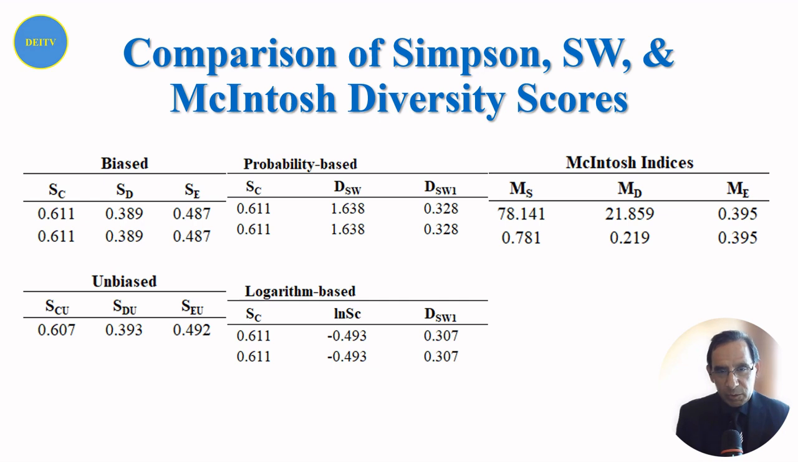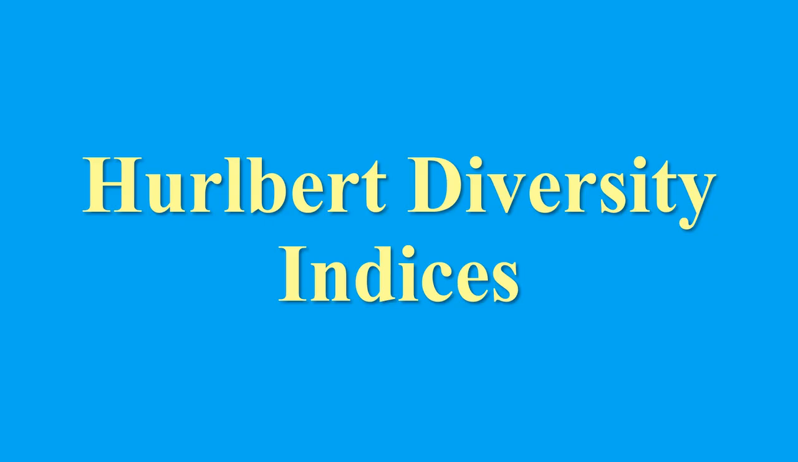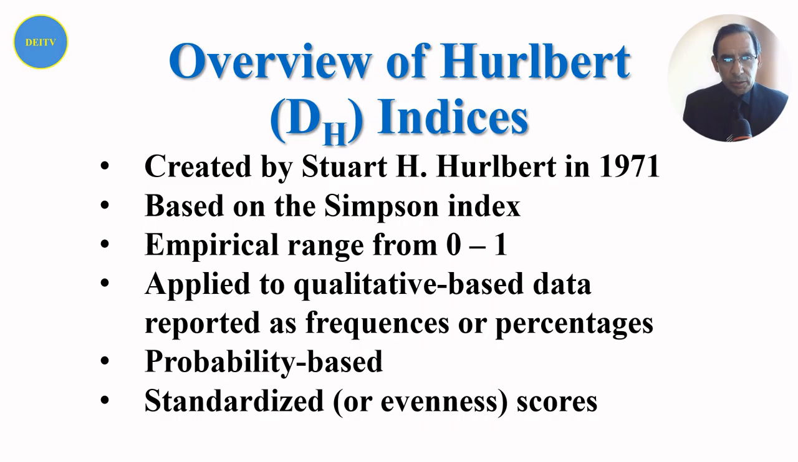And again, in this episode, we're going to apply the Hurlbert index to the same data that was used in the previous episodes, and then we'll compare the Hurlbert index scores to the Simpson, Smith and Wilson, and McIntosh index scores. As I stated earlier, the Hurlbert indices are based on the Simpson index. The Hurlbert indices were created by Stuart H. Hurlbert in 1971.